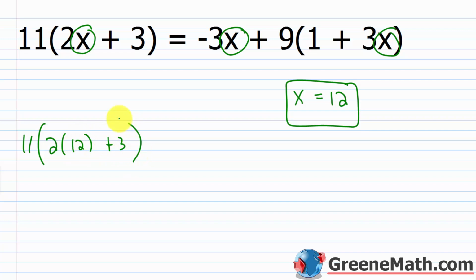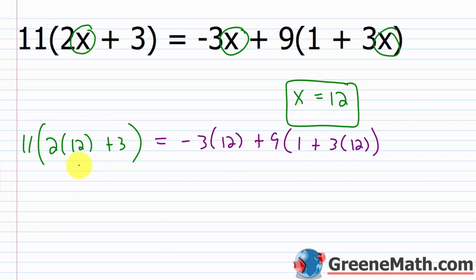Plus 3. Okay, so that quantity. And then this should be equal to negative 3 times 12, plus 9 times this quantity. Inside the parentheses, we have 1 plus 3 multiplied by 12. Okay, so that's the quantity there. Let's go ahead and simplify on the left side first to start.